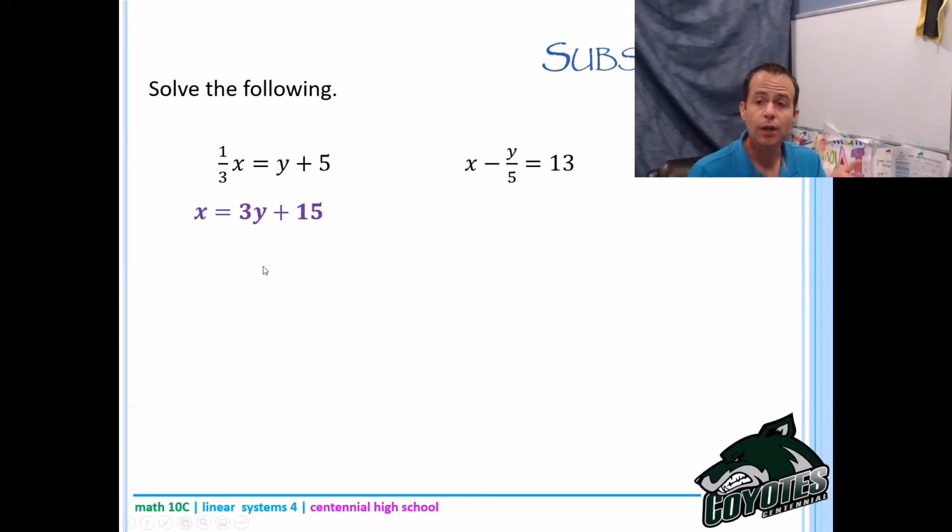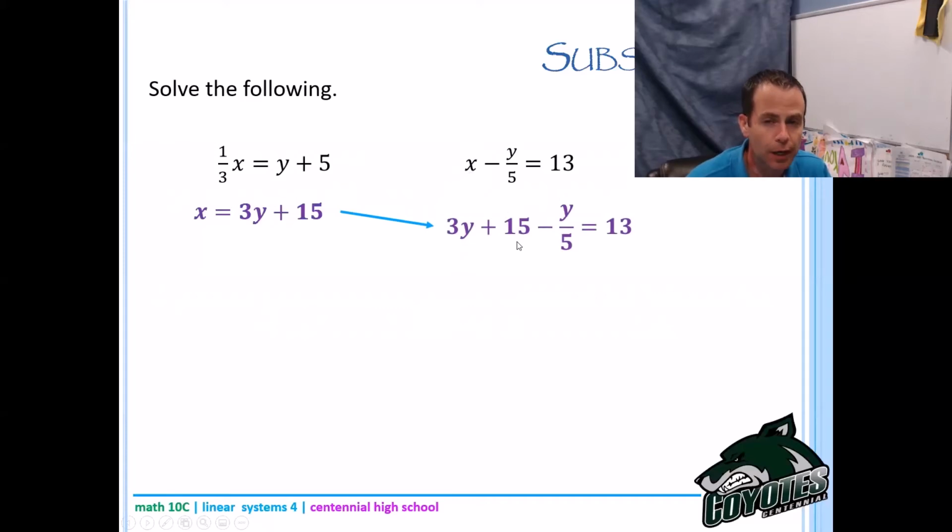Now, the way this worked, this also actually isolated x for me as well. I have x all by itself. I have a statement that says x is the same as 3y plus 15. And so anytime I see an x, I can replace it with 3y plus 15. So I'm going to arrow over to the other guy, and I've replaced my x with 3y plus 15. Okay, and then I still have the subtract 5y and the equals 13.